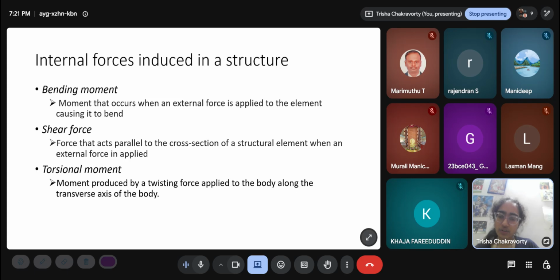And then there is another pair, torsional moment and axial force. Torsional moment is produced by a twisting force applied to the body, like this. This is torsional moment. Here, if it bends like this, it is bending moment. This is torsional moment, and we know that if this is a moment, the sense of the moment is this, right? So the sense is along this axis, along the longitudinal axis. So for torsional moment, the sense of the moment is like this, and the actual axis is along the longitudinal direction. It is the moment produced by twisting force applied to the body along the transverse axis of the body.